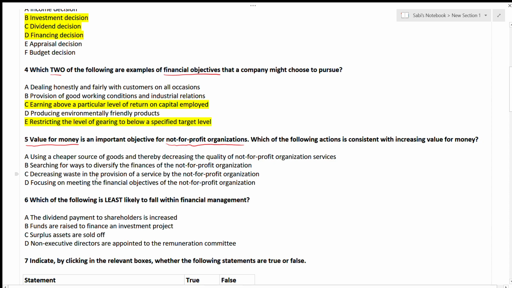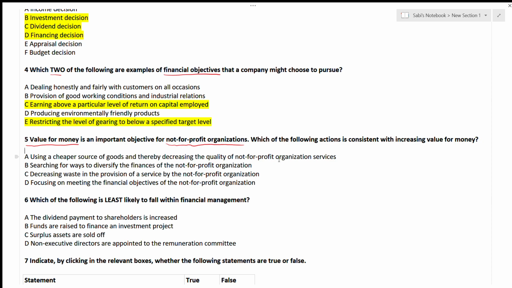Okay. Searching for ways to diversify the finance of the not-for-profit organization. You only need to select one, right? Searching for ways to diversify the finance. No, finance is not something for a not-for-profit organization. Let's read C. Decreasing waste in the provision of a service. Yes, C looks like a correct answer, but without reading D, don't say that C is correct. You need to read all the 4, then you need to decide which one is right.